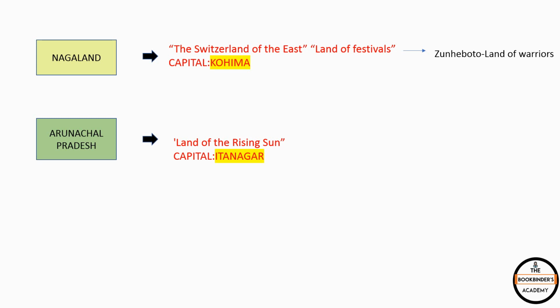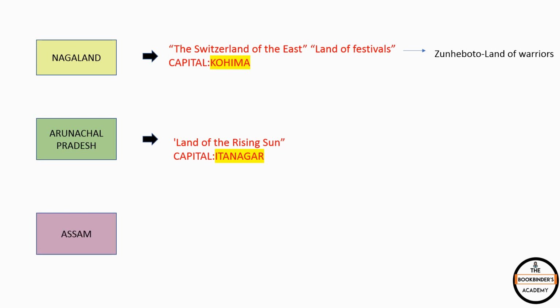Also, why is Arunachal Pradesh referred to as the land of rising sun? This is because Arunachal Pradesh is the northeasternmost state of India, and when the sun rises, its rays first touch the land of Arunachal Pradesh, and hence it is referred to as the land of rising sun.